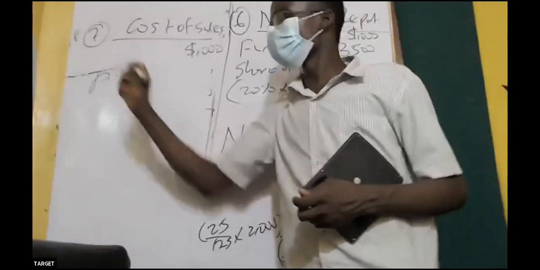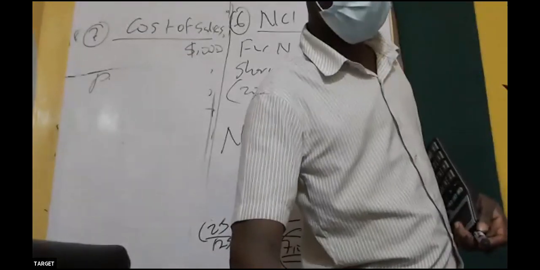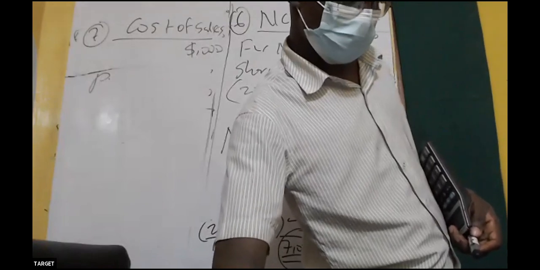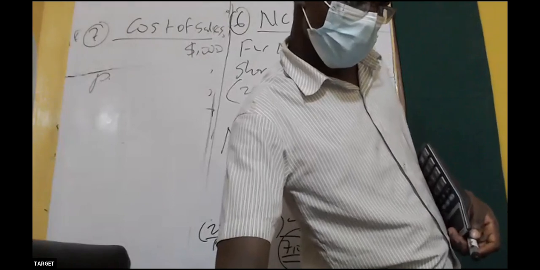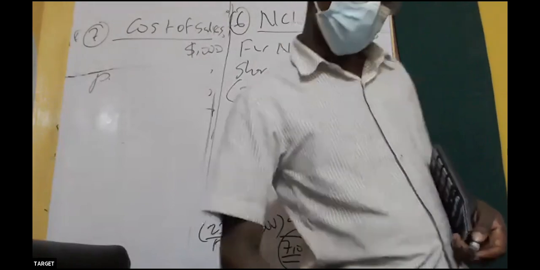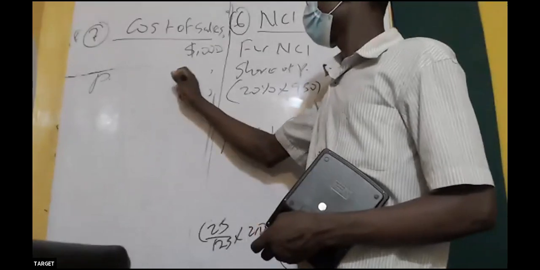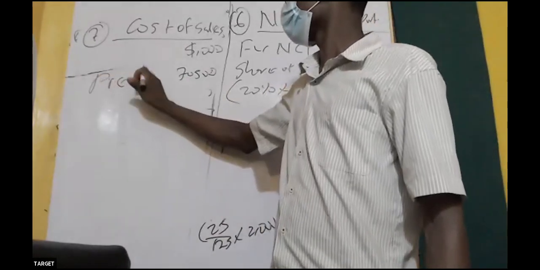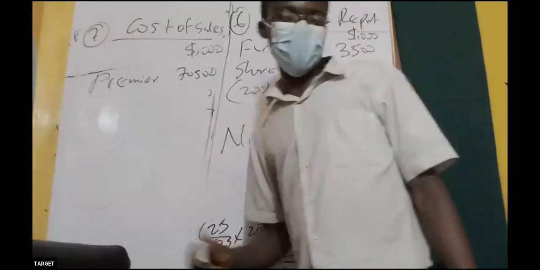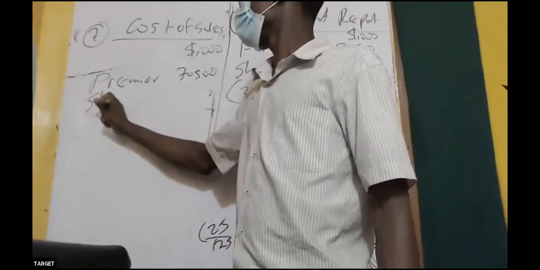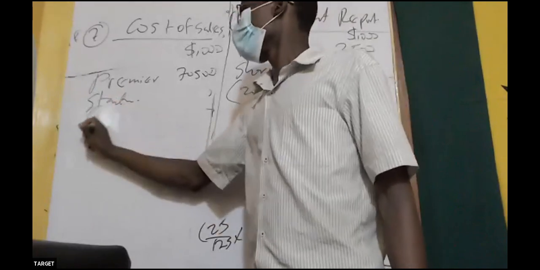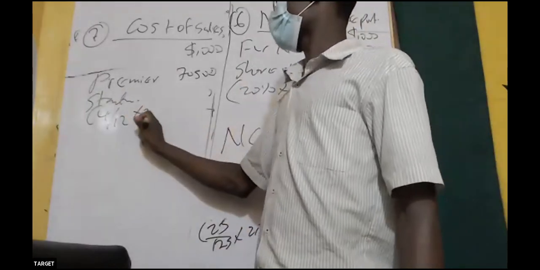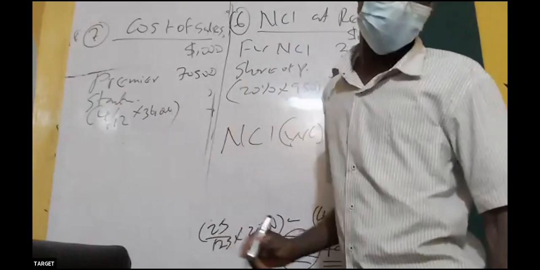So start with the parent. Cost of sales working, start with the parent cost of sales. Now, the parent cost of sales, in fact, happens to be 70,500. Write the name of the parent, Premium. Then Stanford. Don't forget 4 out of 12 times 36,000. This should give us something like 12,000.